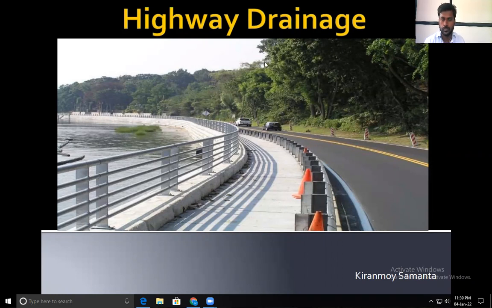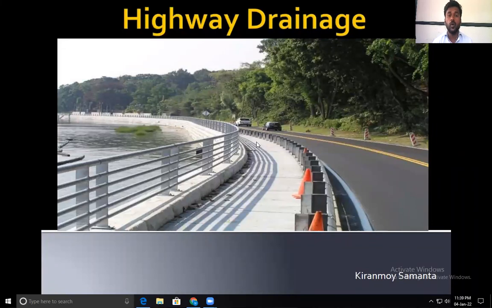Okay, we will start the next part of our chapter. As we have covered highway maintenance, the next part is the highway drainage system. To have less maintenance of the highway, we should also think about the highway drainage system. Why is it important to provide highway drainage?